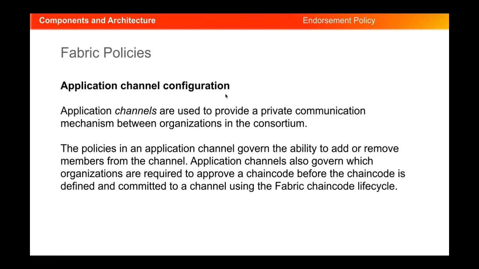Application channel configuration. Application channels are used to provide a private communication mechanism between organizations inside a consortium. Please don't confuse the private communication mechanism with the consortium. A consortium is a group of organizations who can have a channel. Inside that channel, if two organizations want to have private communication, you can go for an application channel.